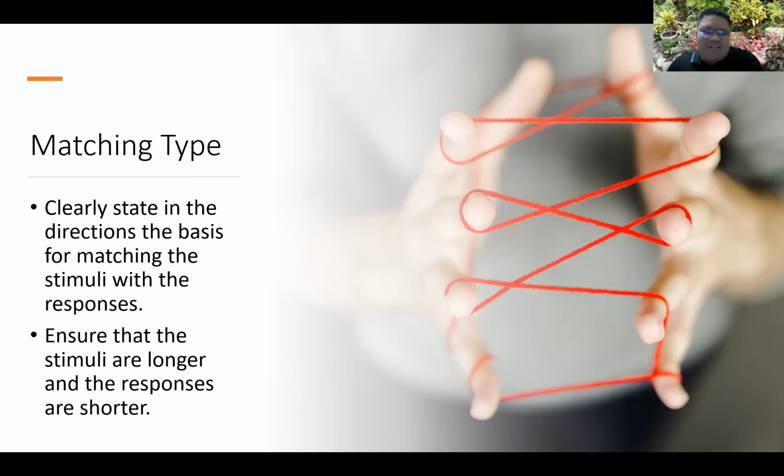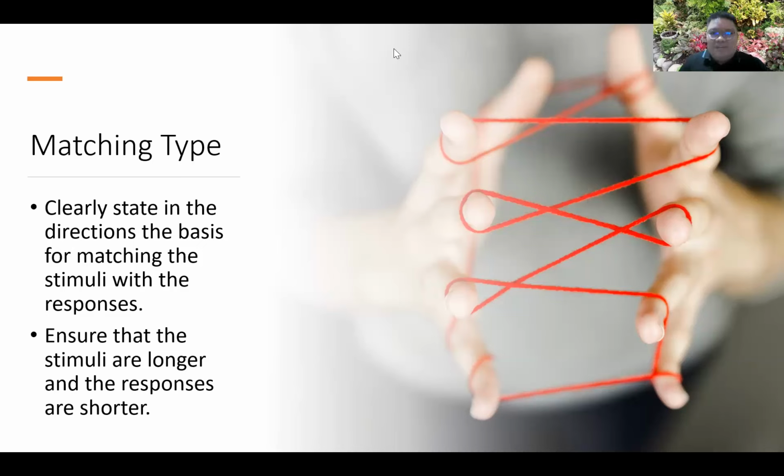And ensure that the stimuli is longer and the responses are shorter. Again, stimuli is longer, responses is shorter. Sir, what is the stimuli that you are talking about? Class, the stimuli is actually the premise. Your stimuli is also referred to as the premise. In other words, if I say column A and column B, where should the longer sentence be? In column A or in column B?